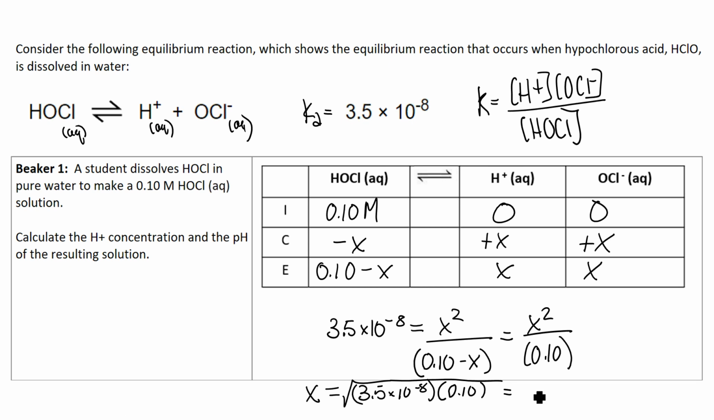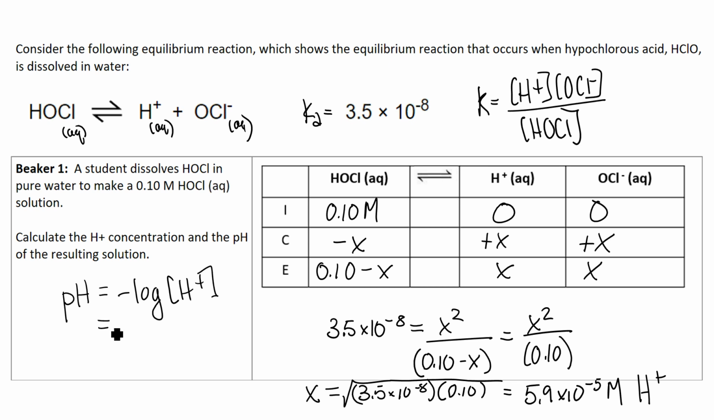And then when I plug that into my calculator, I get 5.9 times 10 to the negative fifth. And that represents my hydrogen concentration. If I know the hydrogen concentration, I can find the pH. Because you might remember, if you look on your equation sheet, pH is the negative log of the hydrogen ion concentration. So since we got this number, let's find out the pH as well. When I do that, it turns out the pH is 4.23. So this is when I'm dissolving HOCl in pure water.